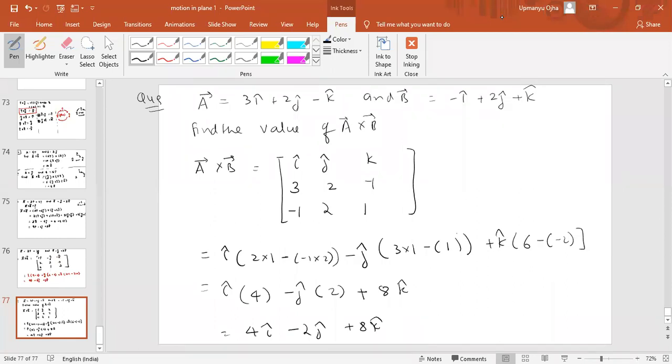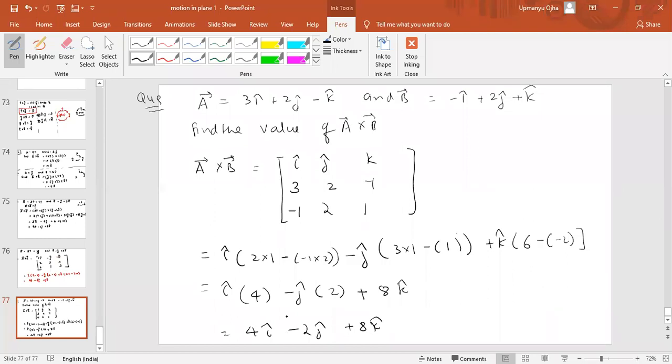Anyone got this answer? Any one of you got this answer, A cross B? Okay, very good, Anirudh. My screen is not visible. See, if there is some problem in the screen, you have to check your network problem.